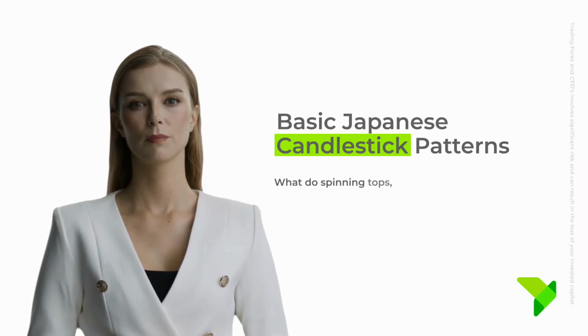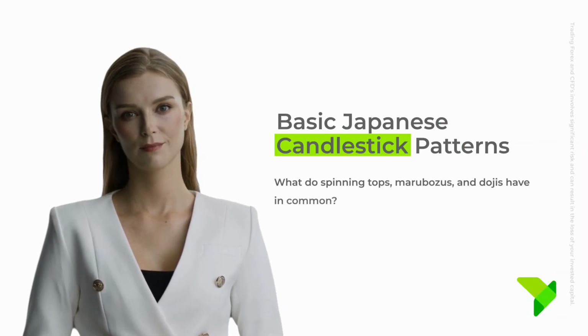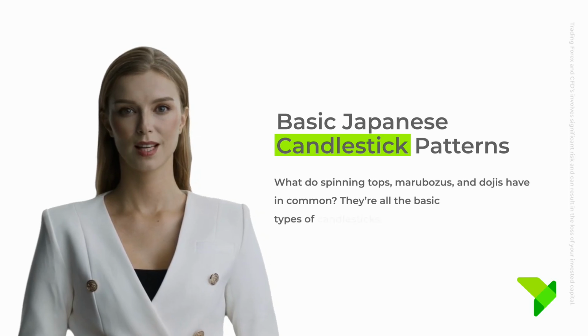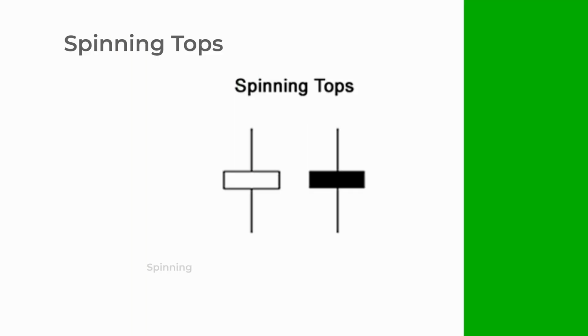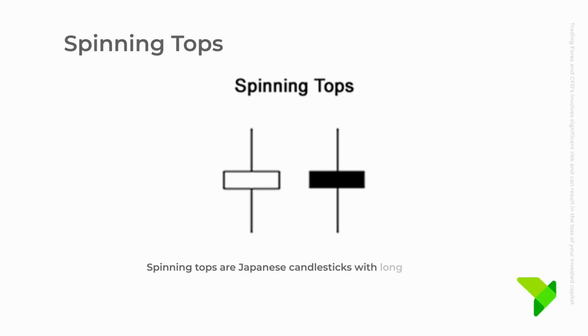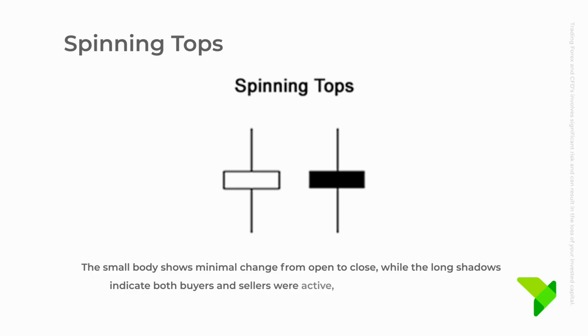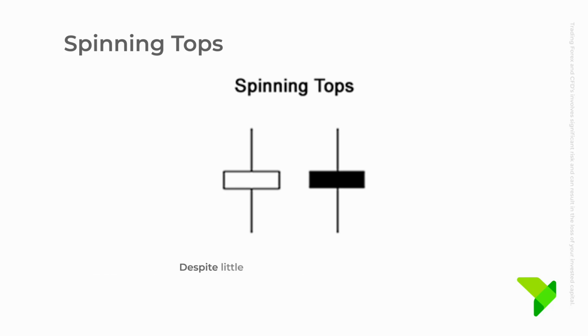What do spinning tops, marubozus, and dojis have in common? They're all basic types of candlesticks. Spinning tops are Japanese candlesticks with long upper and lower shadows and small bodies, signaling market indecision. The small body shows minimal change from open to close, while the long shadows indicate both buyers and sellers were active, but neither gained control. Despite little overall price change, there was significant movement during the session.